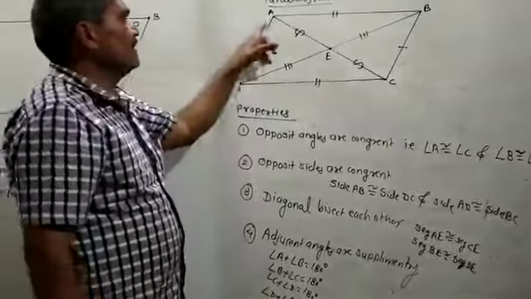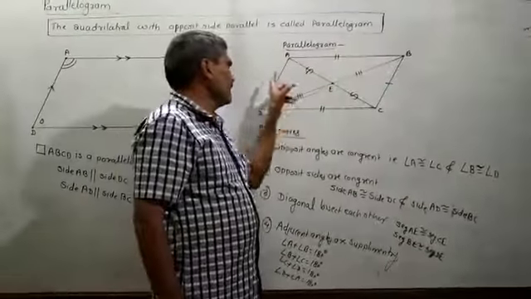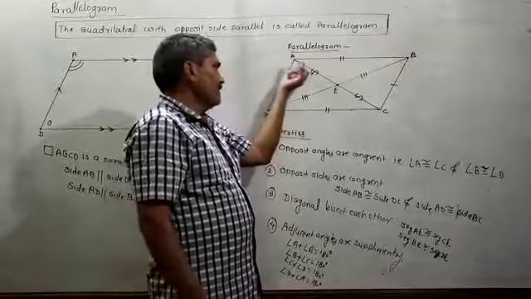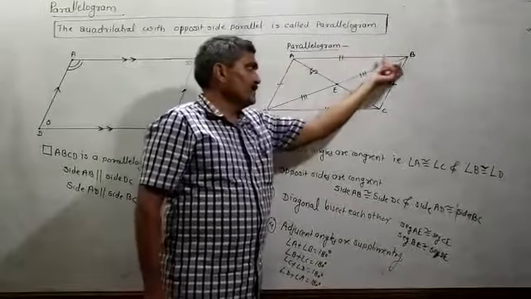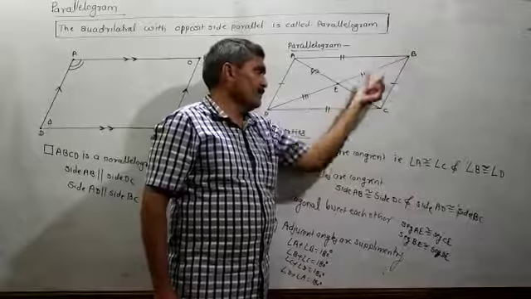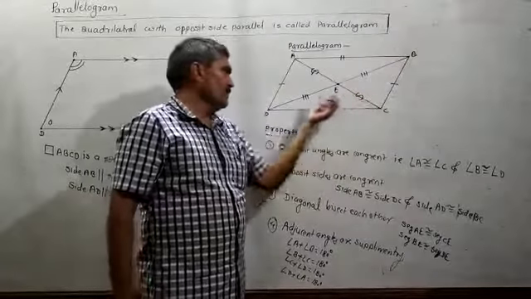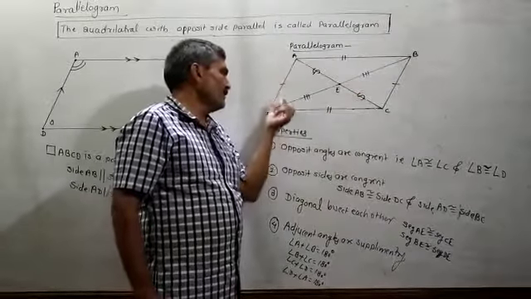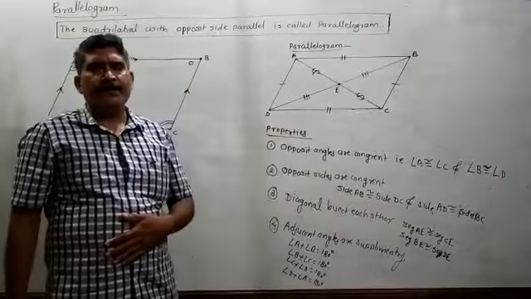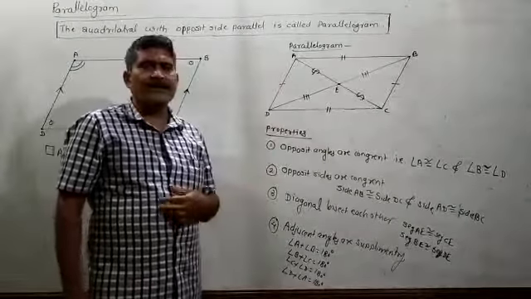Means this angle and this angle are adjacent angles, this angle and this angle are adjacent angles. The sum of A plus B is equal to 180, sum of B plus C is equal to 180, sum of C plus D is equal to 180, and sum of A plus D is equal to 180. These are the properties related to the parallelogram.